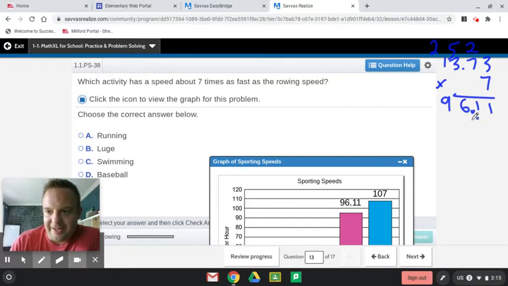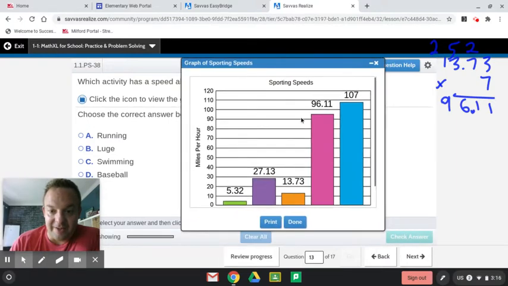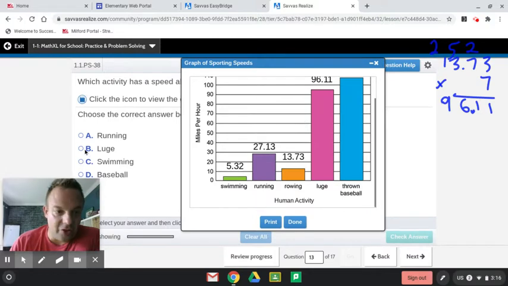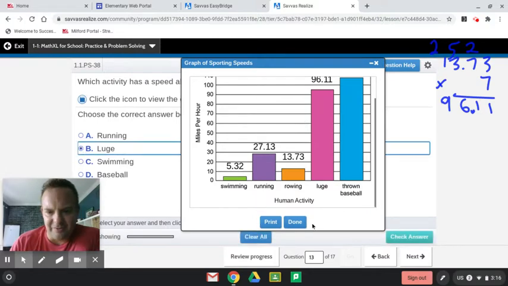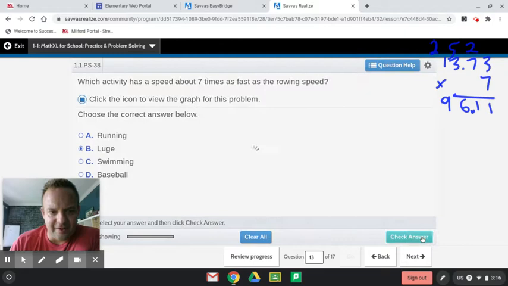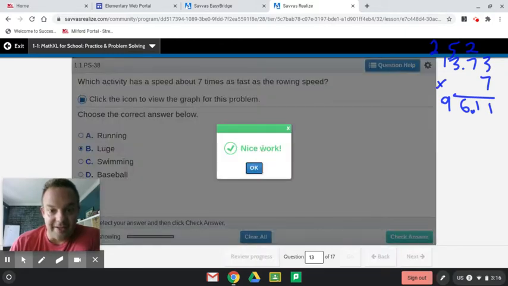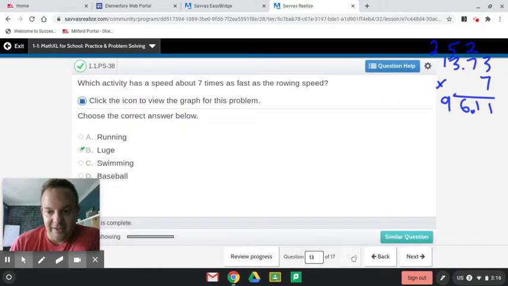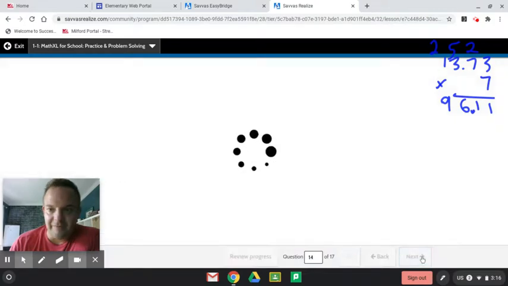So which one's close? So look, the 96 and 11/100 is exactly 7 times as far. So that was, guys, the luge. The luge, whatever that is. What is luge? Let's see if the luge is right. It is. Ta-da. All right, guys, rocking and rolling, finishing this up.